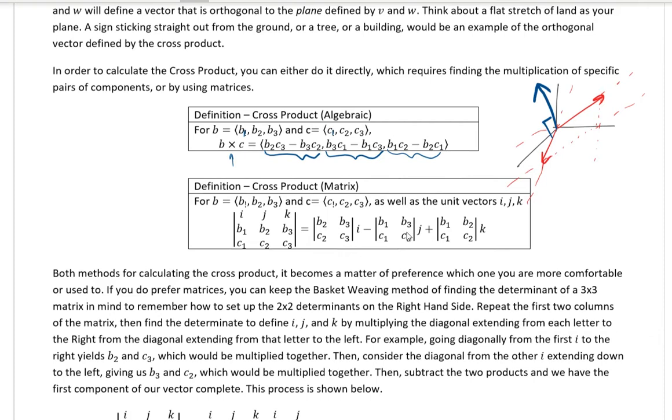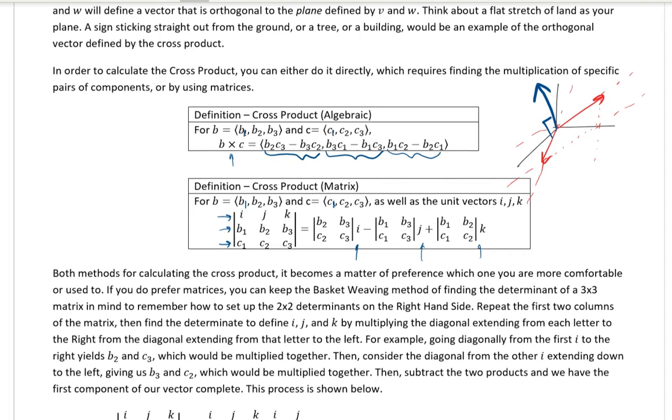If you want, instead, you can represent this as a matrix, and that's the reason why we have B and C to represent the last two rows, the second row and the third row. The first row, what we're going to do is put in i, j, k, which are the unit vectors of 1, 0, 0, 0, 1, 0, and 0, 0, 1. And that way we result in a vector, but already simplified into i, j, and k form.